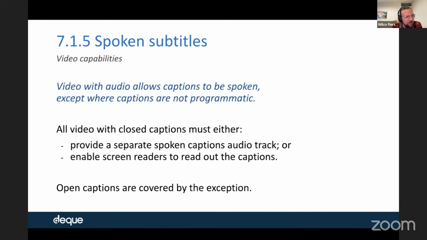Spoken subtitles, another very interesting one. This one falls under the video capabilities section. Video with audio allows captions to be spoken, except where captions are not programmatic. What that comes down to is when you've got a video with closed captions, these are captions that you can turn on and off. There's kind of two ways to do this. Either you have to provide spoken captions as a separate audio track. That's a technology that you can sometimes see on the web in places. Or if you don't provide that, then you need to enable something like a screen reader to be able to read those captions. This is especially useful for translations, when the captions translate the speaker, but there's other use cases for this as well. What this doesn't apply to is open captions, when the text is part of the video and cannot be taken out of it. So that's the programmatic part of this requirement.